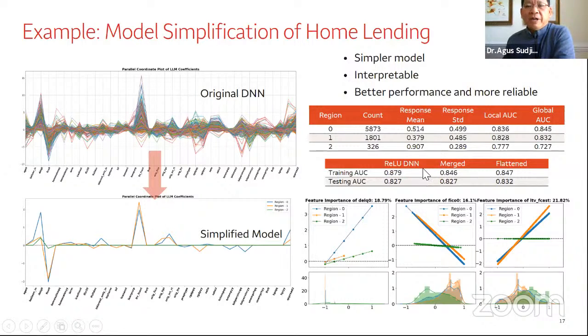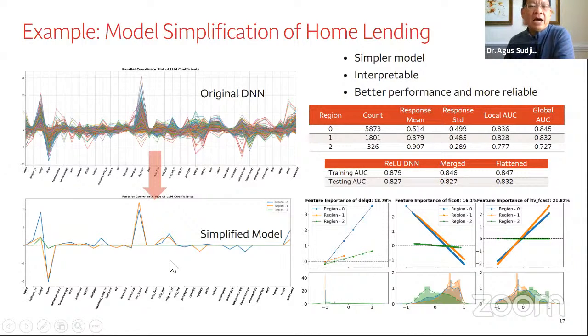And by the way, when we look at the performance, the training AUC, there is the ReLU DNN, the original network, in the second table the merged one, that's from the merging, and then the one from the flattening. You see the merging is not any worse than the original ReLU DNN, and the flattened network is actually better, right? Simpler model, you don't need the complicated original model. You have fewer models, and you can interpret it as well.